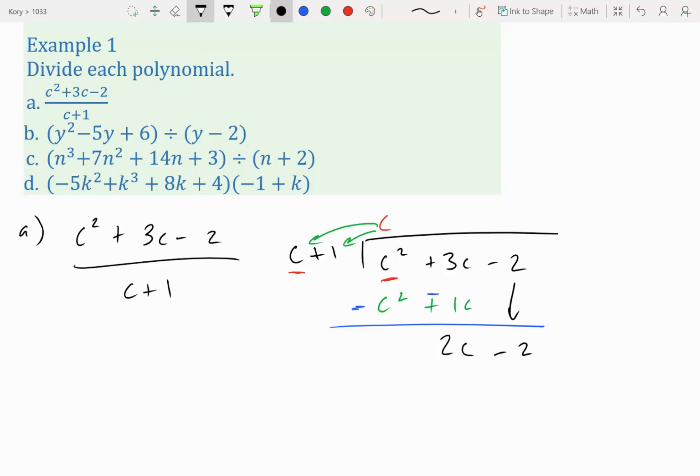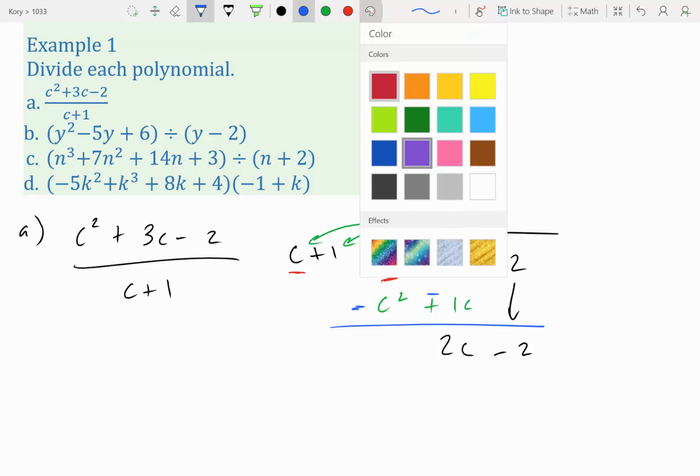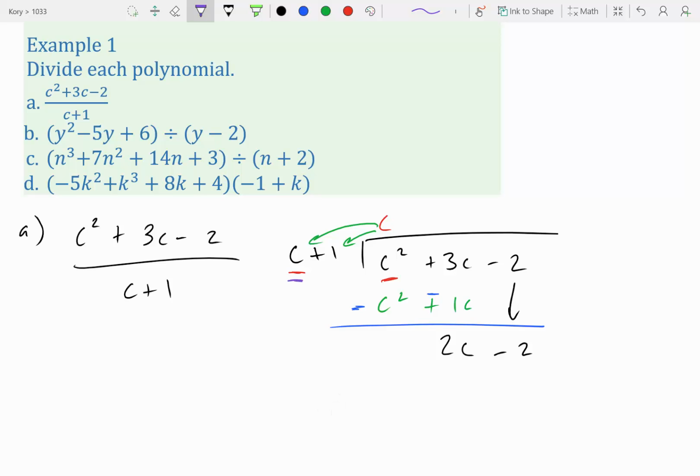Now we repeat the process. So how can we make c be 2c? Well, if we multiply by positive 2, then we multiply it back out. So we have 2 times c is 2c, 2 times 1 is 2. Now we're going to change the signs.